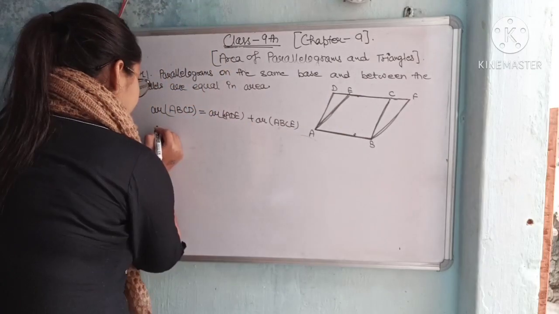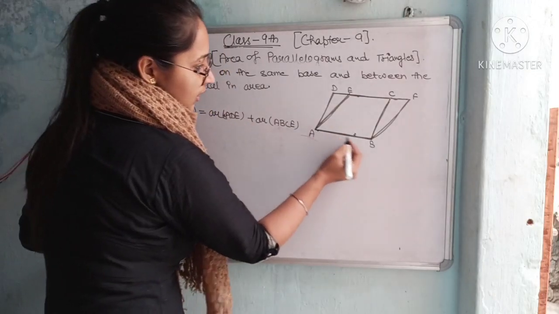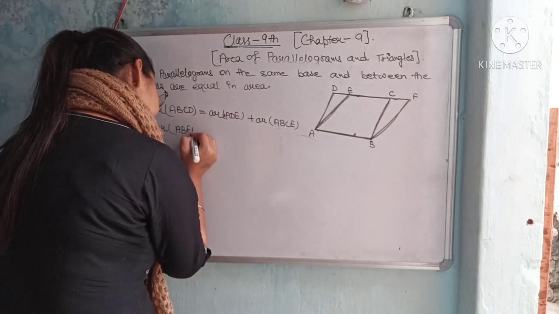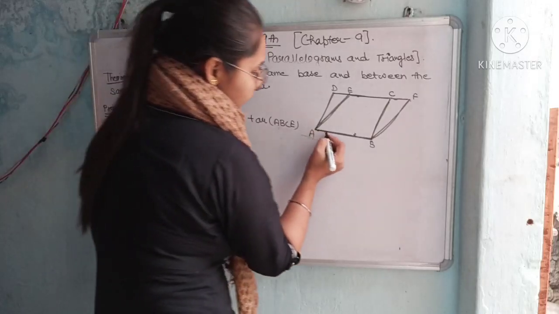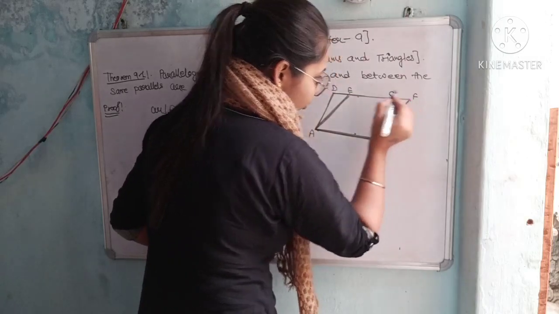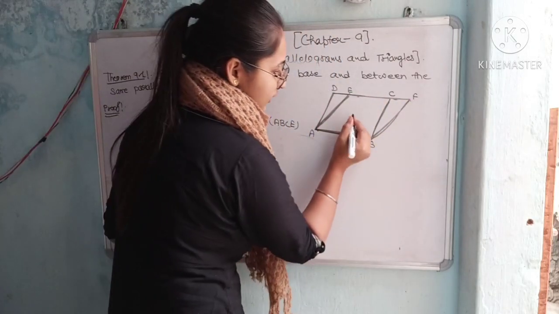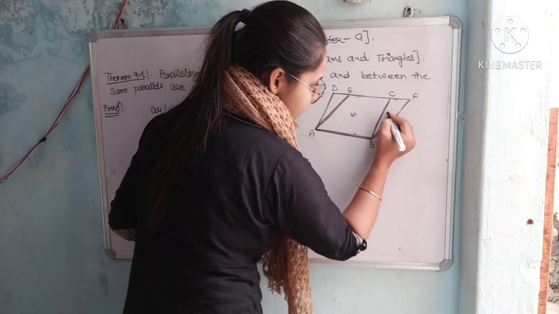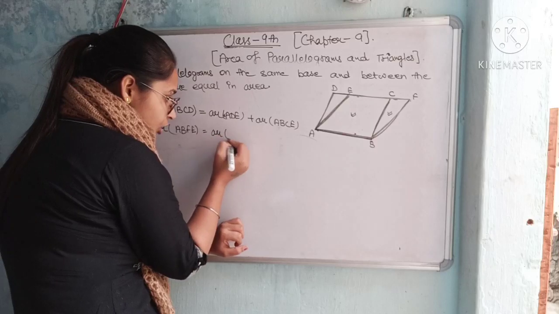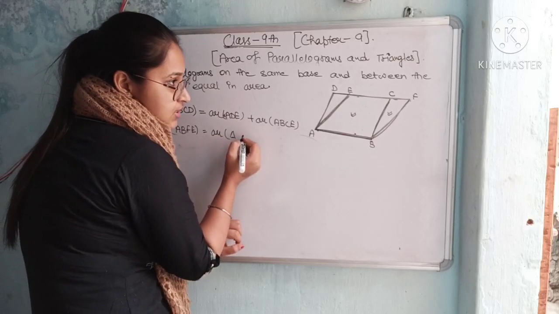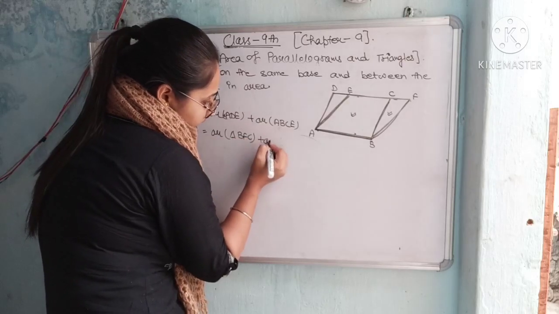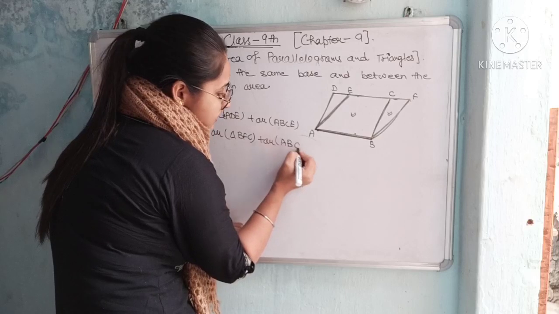Now come to the second parallelogram, ABFE. This figure is also made up of two figures. The first figure is this quadrilateral and the second figure is this triangle. So the area of ABFE is the area of triangle BFC and the area of quadrilateral ABCE.